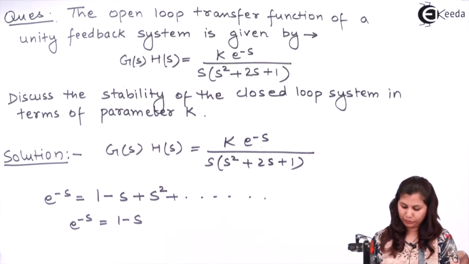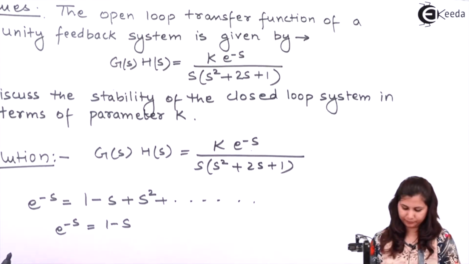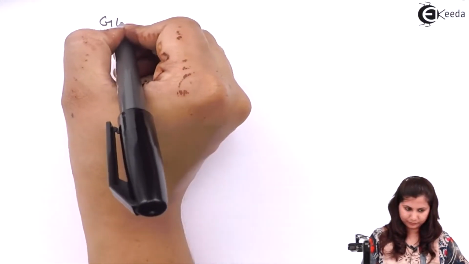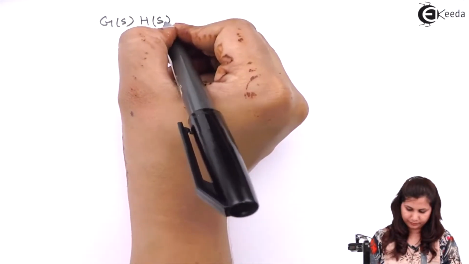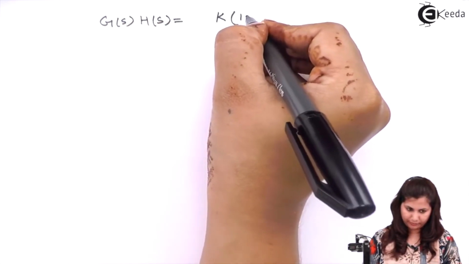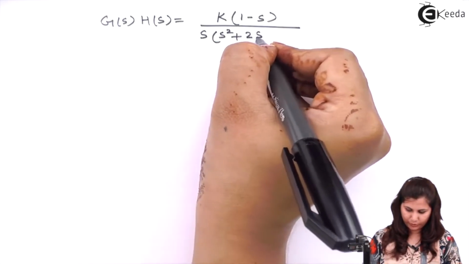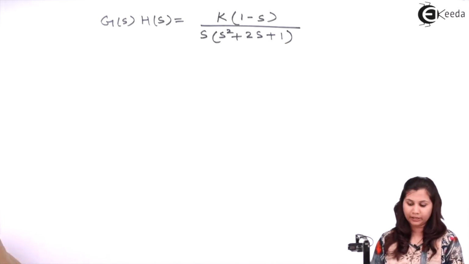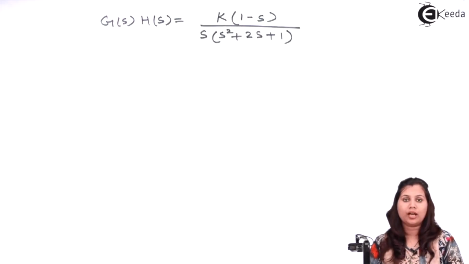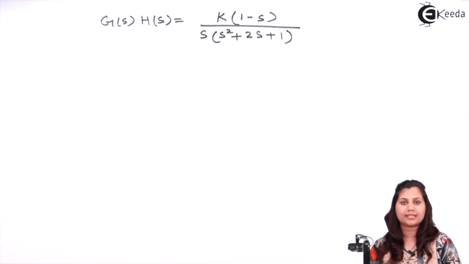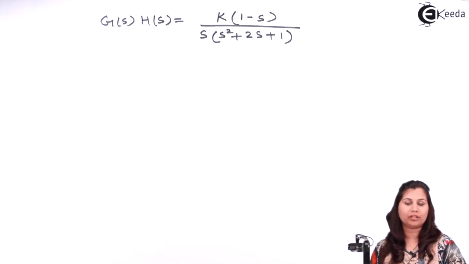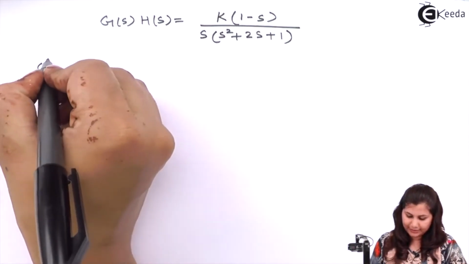So this open loop transfer function will now become K(1 minus s) upon s square plus 2s plus 1. Okay, so this is our open loop transfer function. Now to apply the Routh Hurwitz criteria, we have to obtain the characteristic equation of this system. Okay, and the characteristic equation is given by 1 plus G(s)H(s) equals 0. So let's determine the characteristic equation.